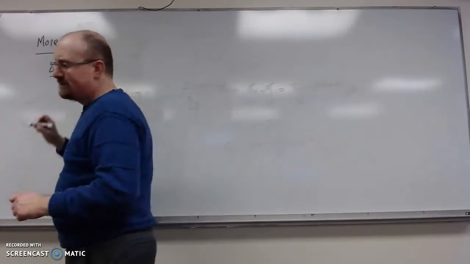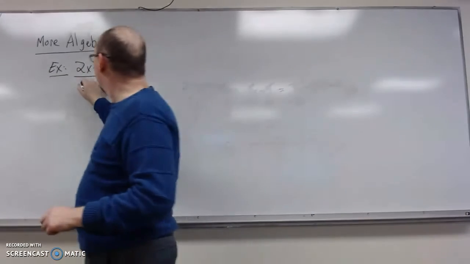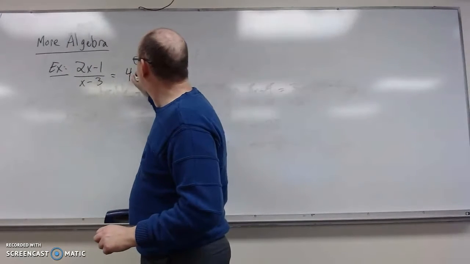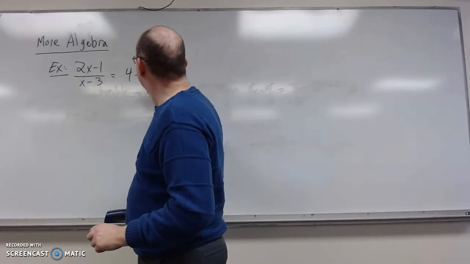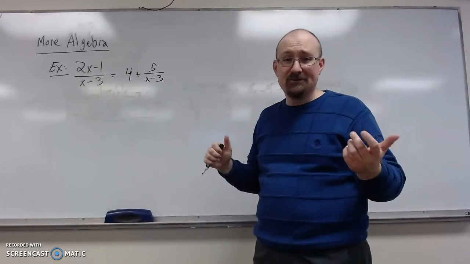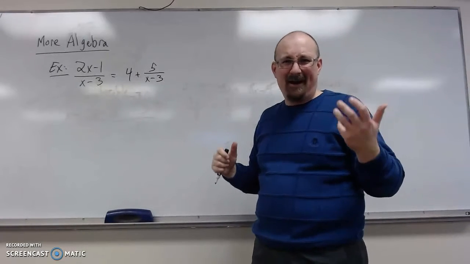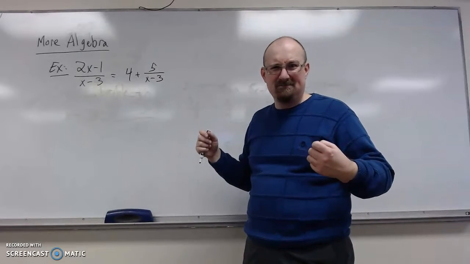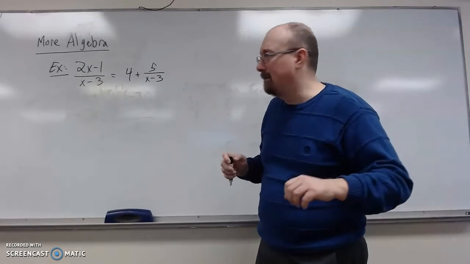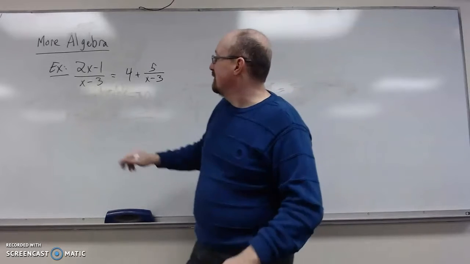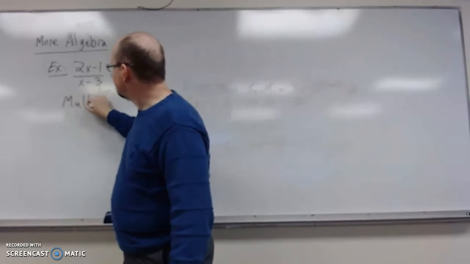So we have 2x minus 1 over x minus 3 equals 4 plus 5 over x minus 3. All right. So the good news in this instance is we don't need to worry about finding a common denominator. You do in the previous one, but it's not too big a deal. In this case, we want to multiply both sides of this equation by x minus 3.